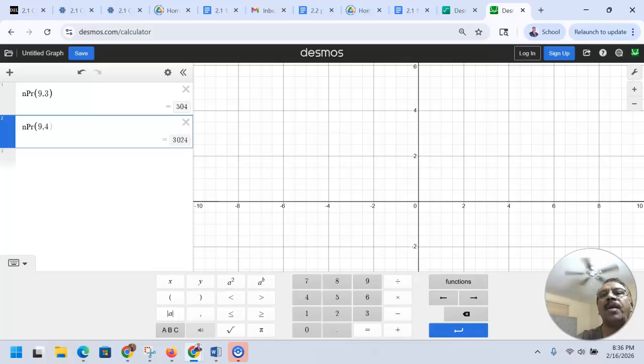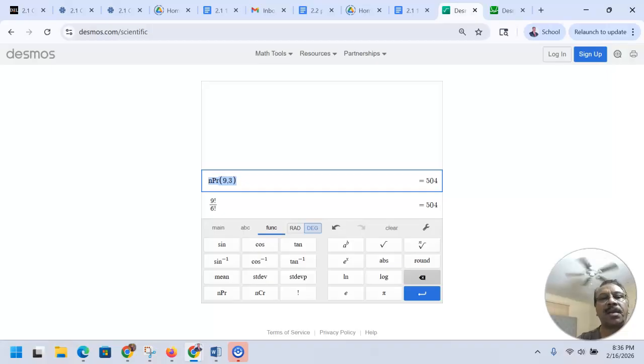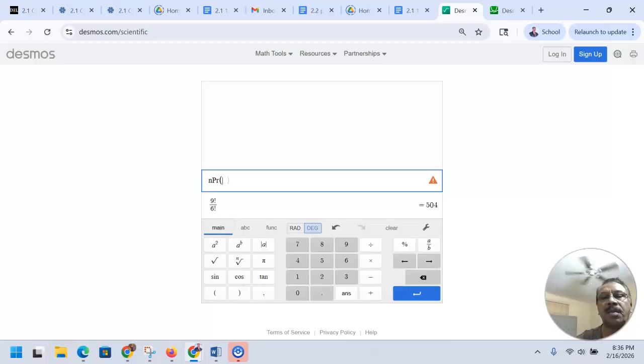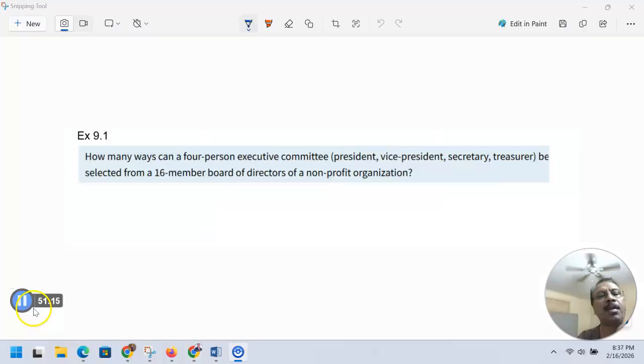Or you can use the other calculator also here. See? So you can do the same thing. Click on the function. Oh, here it is already there. So n, put 9. 9 comma, just a comma, and get the answer. Okay, let's go to the next.